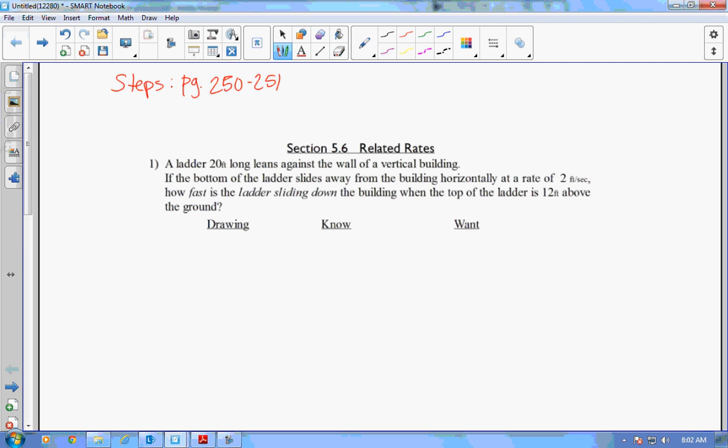So, underline anything you see that's important. If you already realize it's a rate, try to write in the problem dh/dt or d theta/dt. Find the unit of over time. If you know it's a rate, I would write that in the problem. A ladder 20 feet long leans against the wall of a vertical building.